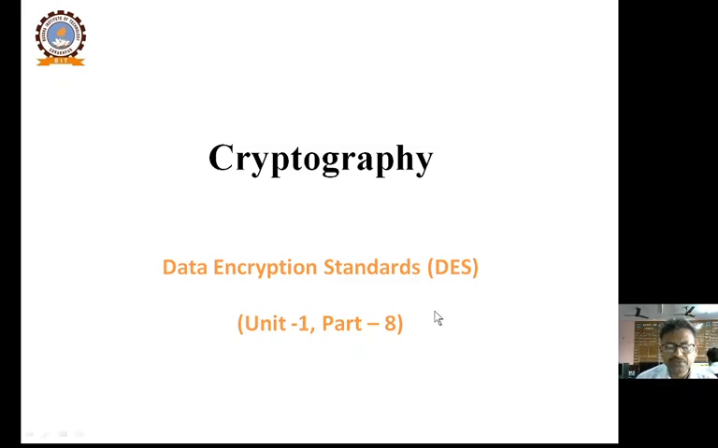In this video, we will be discussing the Data Encryption Standard, which is one of the algorithms used for symmetric cryptography. Now, the Data Encryption Standard algorithm is a very basic and standard algorithm, which is the basis of all algorithms used for cryptographic purposes.